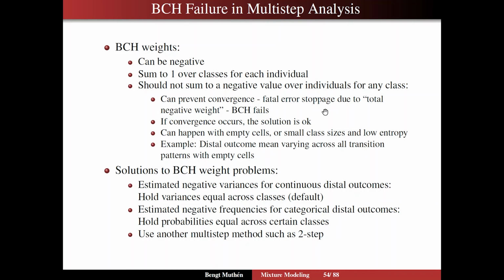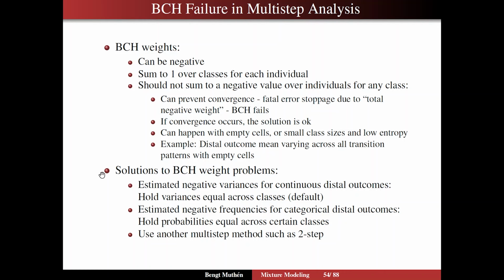Because if it does, that can prevent convergence. And you get a fatal error stoppage due to total negative weight, and BCH fails. You have to choose one of the other two, multi-step method. But if convergence occurs, the solution is okay. And this can happen with empty cells, but also with small class sizes and low entropy. And the example is distal outcome means varying across all transition patterns with empty cells. So you have these non-identification issues.